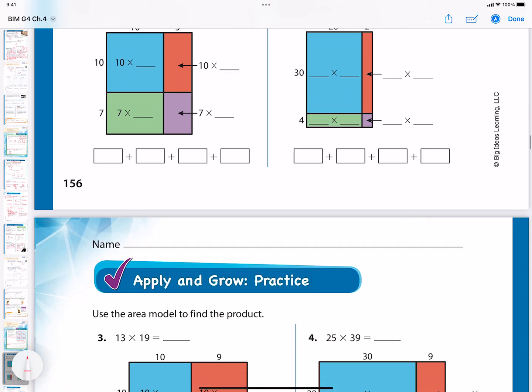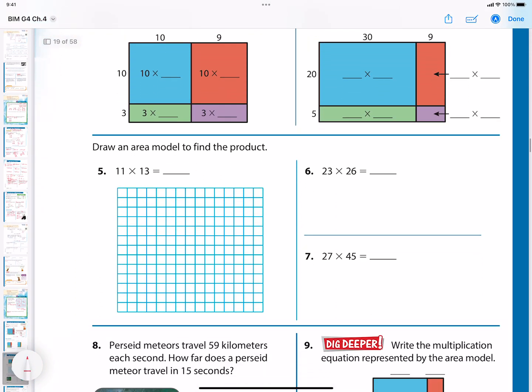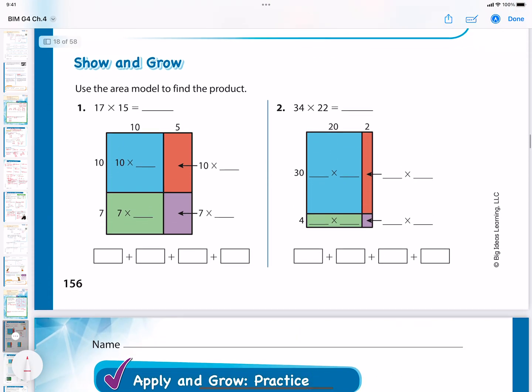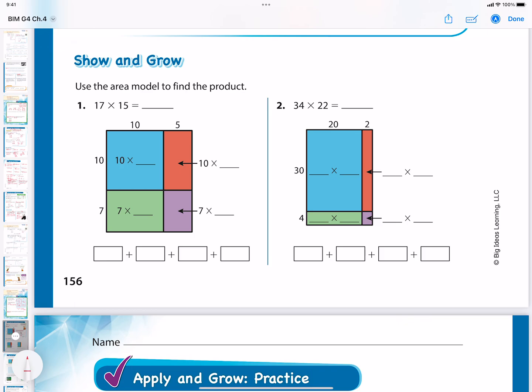If you don't have any space on the next page, just draw in your notebook. That's fine. Or you can model it, like small modeling. I'm going to show you how to. Let's move back on. Number 1 and 2, let's find out. Use the area model to find the product.